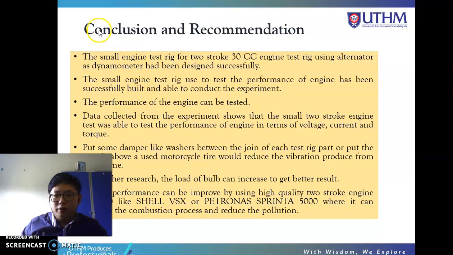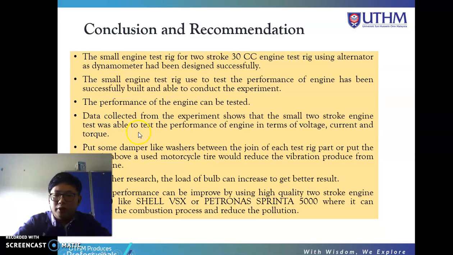For the last part, the conclusion and recommendation. First, after doing this research, it can be concluded that the small engine test rig for a 2-stroke 30cc engine using an alternator as dynamometer has been designed successfully. Second, the small engine test rig used to test the performance of the engine has been successfully built and is able to conduct the experiment. Third, the performance of the engine can be tested.